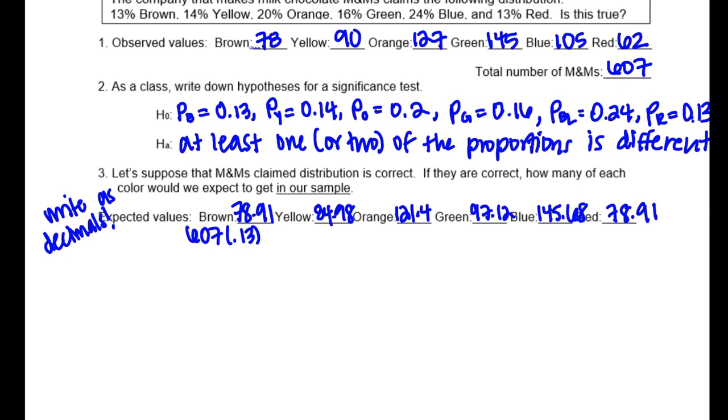Okay, so I'm just going to remind you about each of those. That was 607 times 0.14, 607 times 0.2, 607 times 0.16, times 0.24, and 607 times 0.13. So those are our expected. Now on the next box, you're going to be using these expected in their entirety as decimals to do some operating. So you're just going to be filling in the rest of the table: observed, expected, observed minus expected, and then you're going to square them and then divide by the expected.